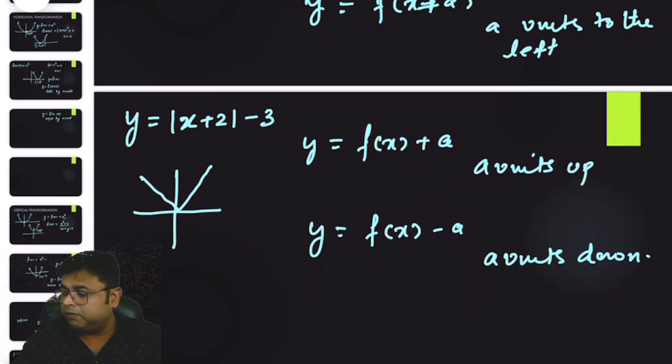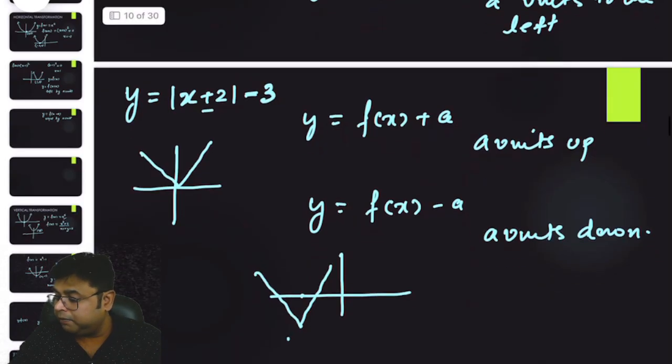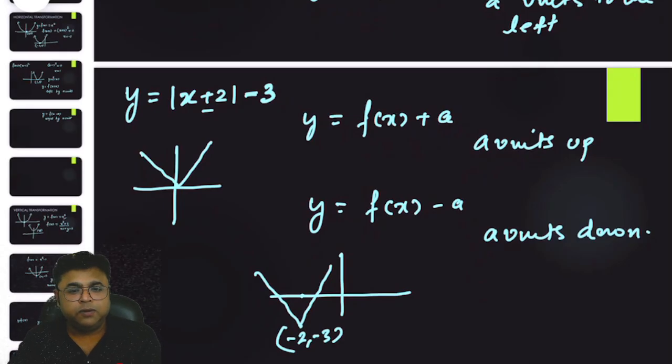Now, since this is the graph of mod x and we have plus 2, there is a translation in x. For plus, it will move to the left, and minus 3 is a translation in y, so it will move down. The shape of the graph will be the same. The only difference is it will move to minus 2 and move down. So the graph will be like this, the same shape, but now it will be at minus 2 comma minus 3. Right? So this is how we can translate the graph very easily to the left, right, up or down.